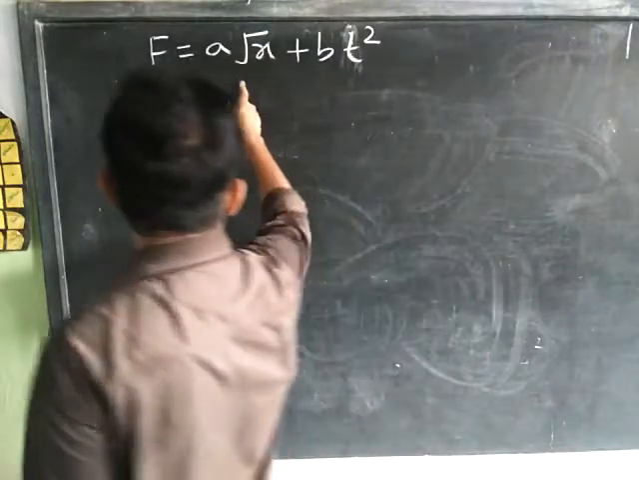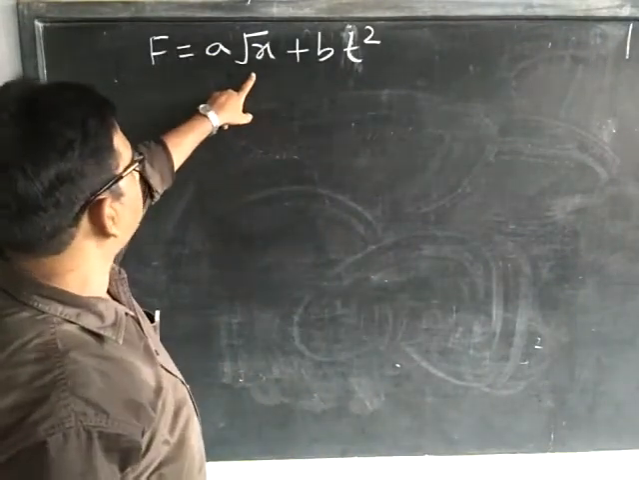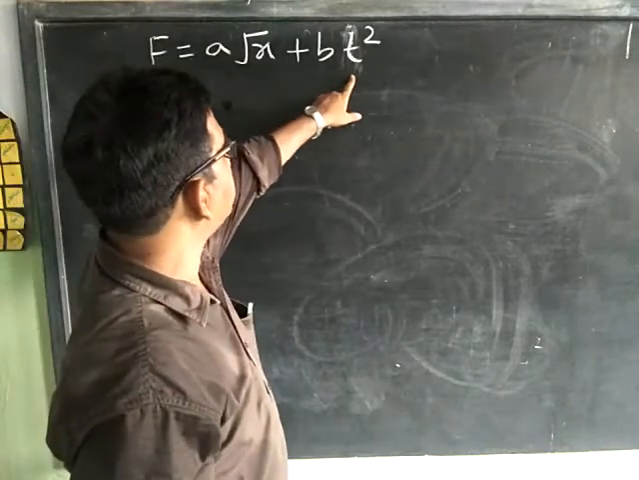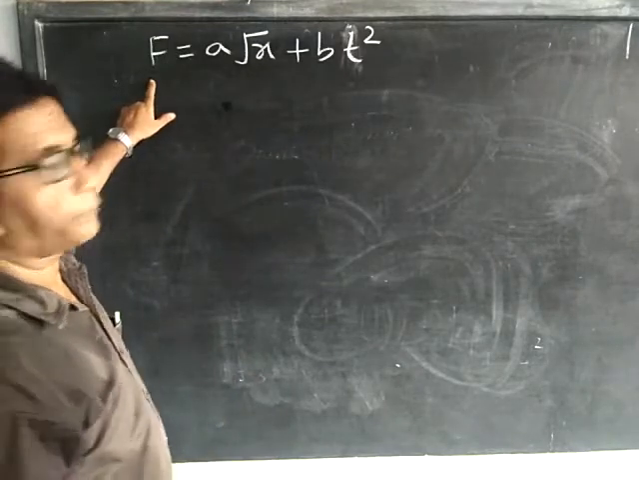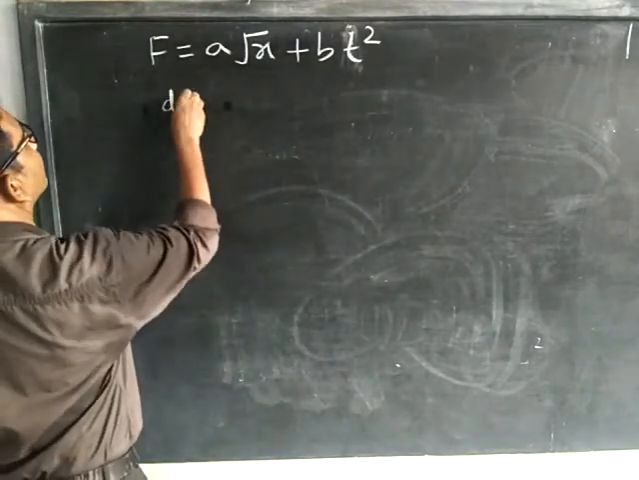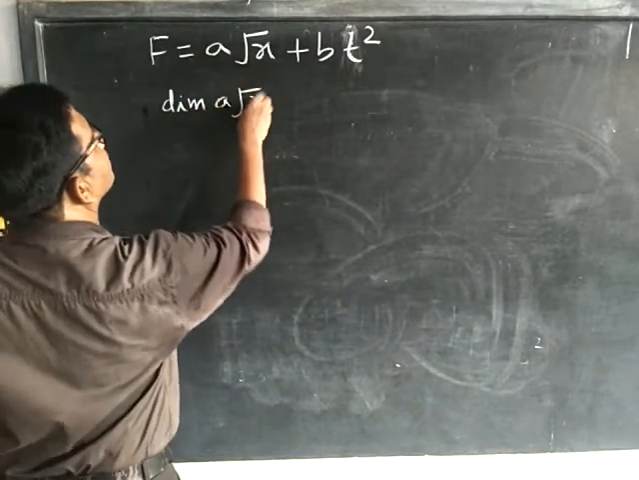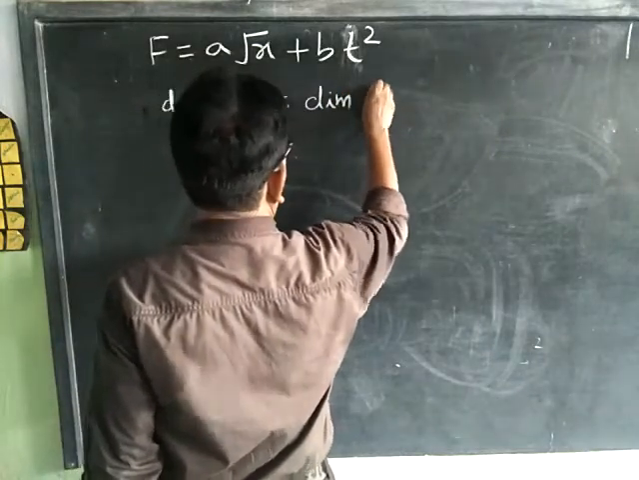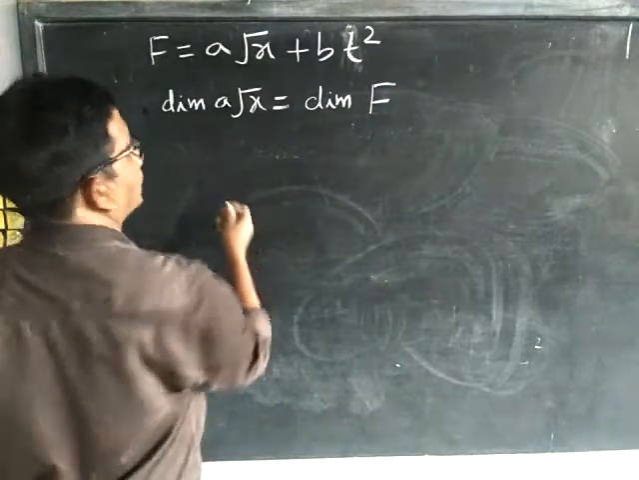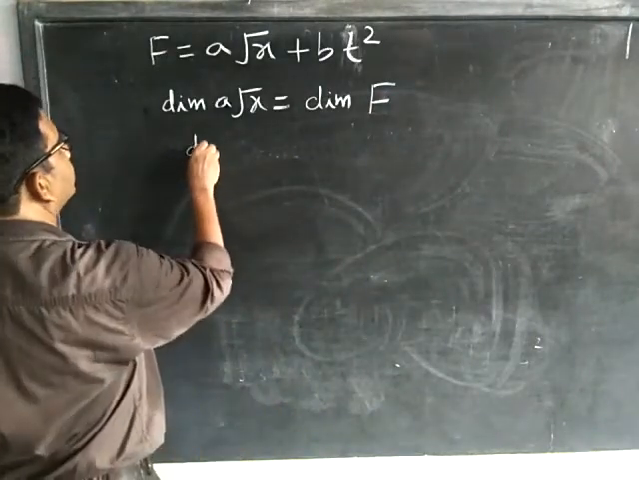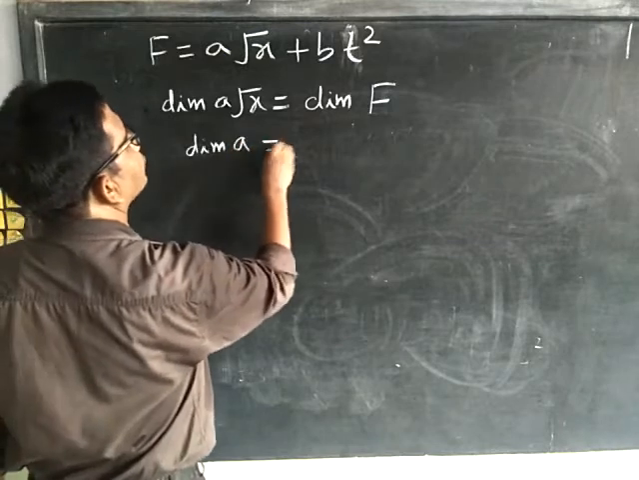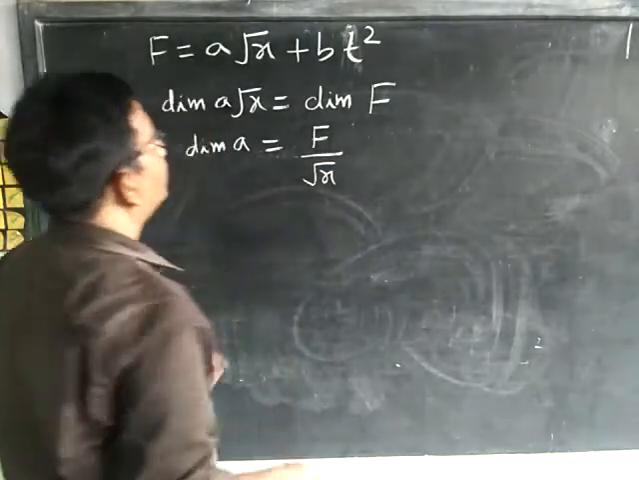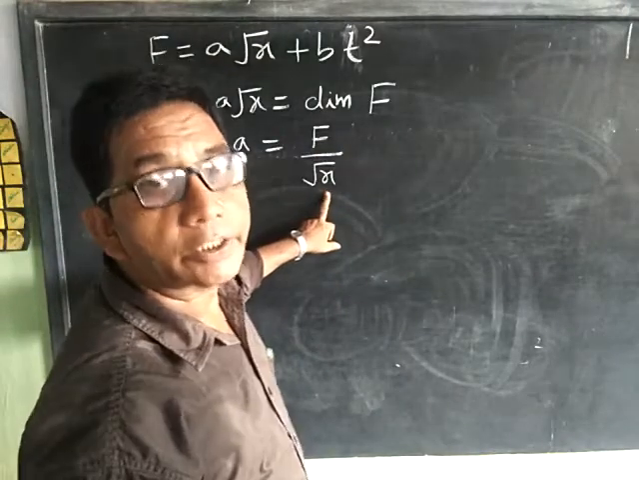From here we can write dimension of A under root X is equal to dimension of F. Similarly, dimension of B T square is equal to dimension of F. Dimension of A under root X is equal to dimension of F. Here dimension of A is equal to F upon under root X. F is the force and X is the distance.